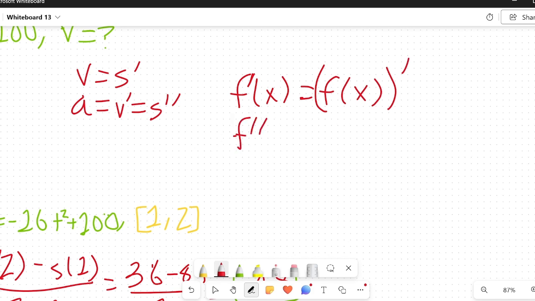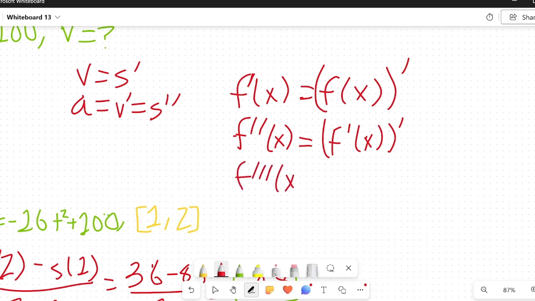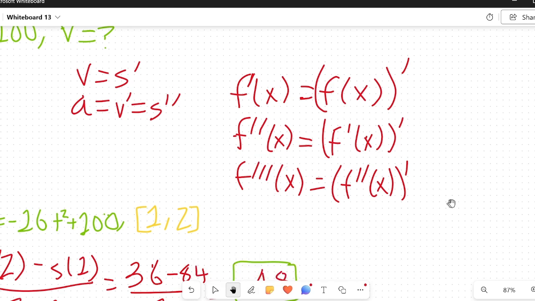F double prime of x, right? Remember, the double prime is equal to the derivative of f prime of x. So we take the derivative of the derivative. And then the same thing going forward, right? If we have a triple prime, we take the derivative of the double prime, and the second derivative takes the derivative of the first derivative, and then the first derivative takes the derivative of the actual function. So at this point, we've taken the derivative 3 times. So what is this going to look like, right?